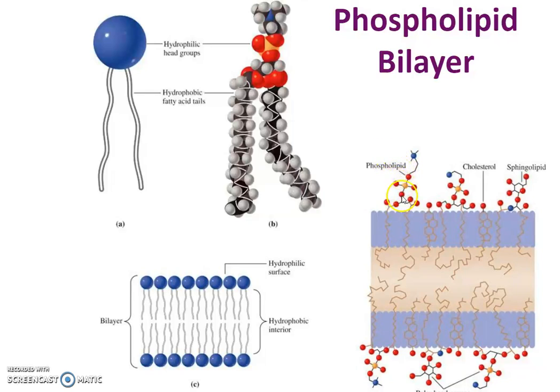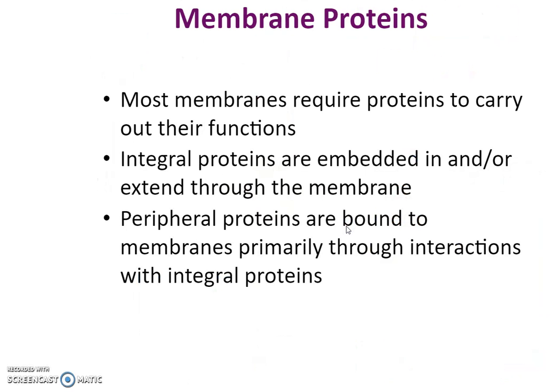And then you also have other molecules coming off of it. You've got other fats and proteins and cholesterols and stuff coming off the cell membrane. Most membranes require proteins to carry out their functions. The integral proteins are embedded in or extend through the membrane, so they have hydrophobic and hydrophilic parts. And then the peripheral proteins are bound to membranes primarily through interactions with integral proteins. So they're just held there.